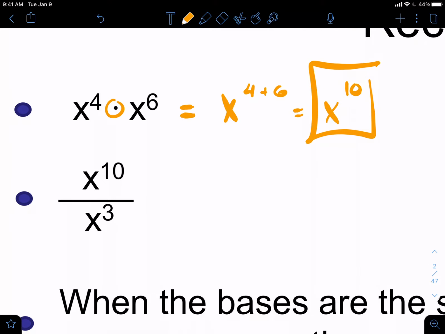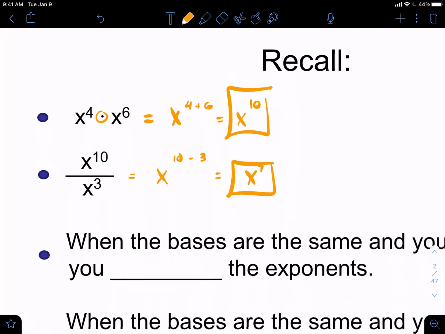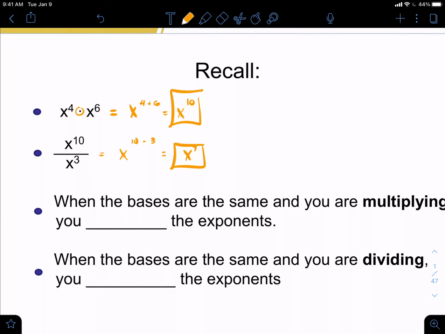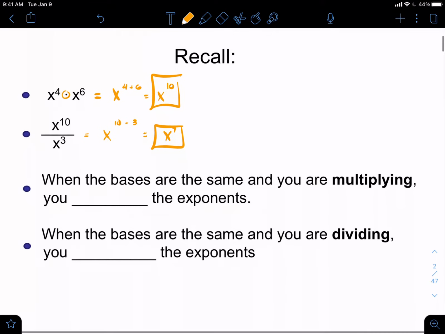Now, coming over here to this division problem, we are dividing two exponents. So what we should recall is that we take the top exponent and we subtract the bottom exponent, and that gives us x to the 7th. So when we multiply, we add, and when we divide, we subtract. Now, down here in these next two blurbs, we actually summarize that. When the bases are the same and you are multiplying, add the exponents. And when the bases are the same and you are dividing, you subtract the exponents.